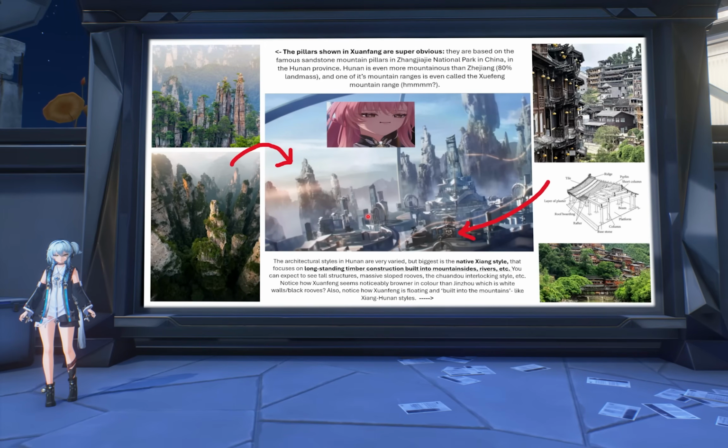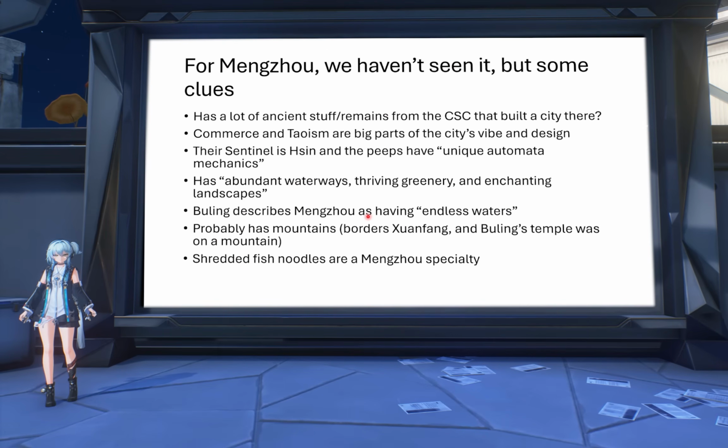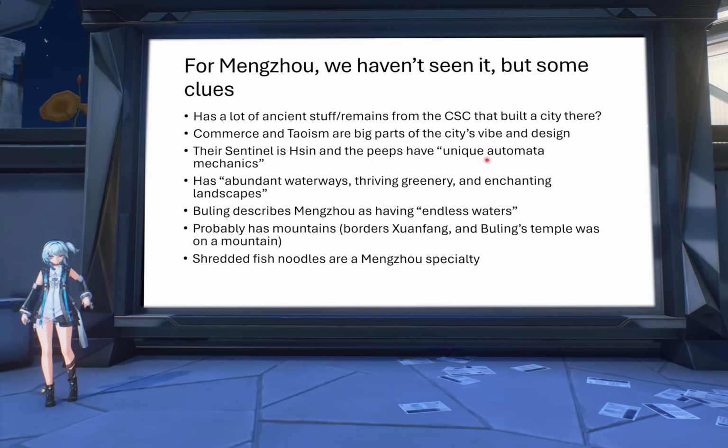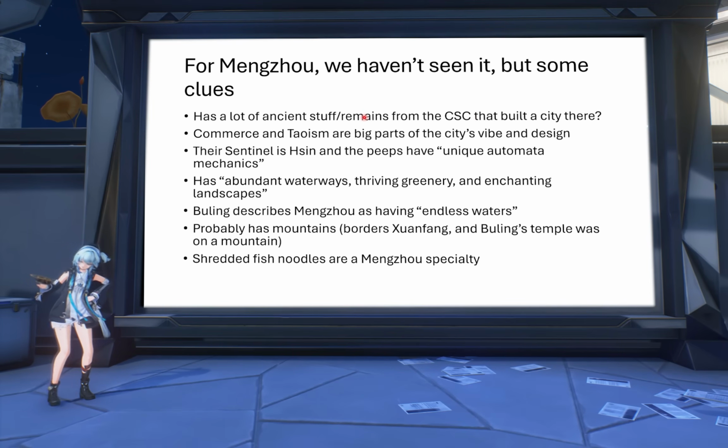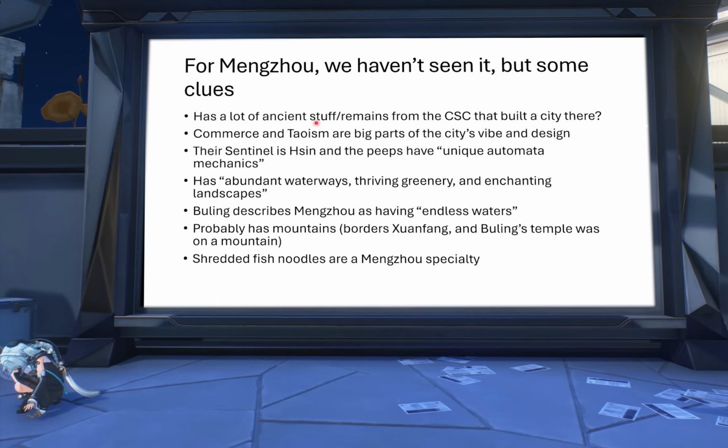because if this is Xuanfang, then we still have to talk about Mengzhou, right? So just running off a couple of things we know about Mengzhou, I compiled this information from a lot of places, so you don't have to do a lot of reading yourself. Sorry, it's a very boring slide, but first off, Luke has told us that the Court of Cervantes committee has built a city in Mengzhou, so there's probably a lot of ancient stuff and remains from the CSC, right?